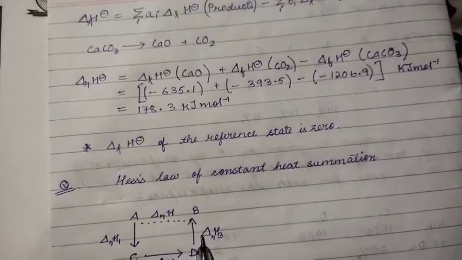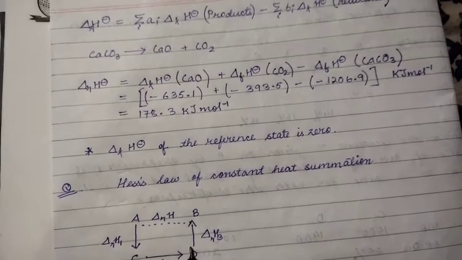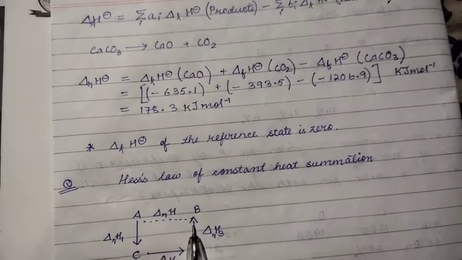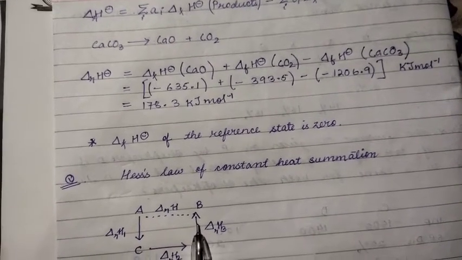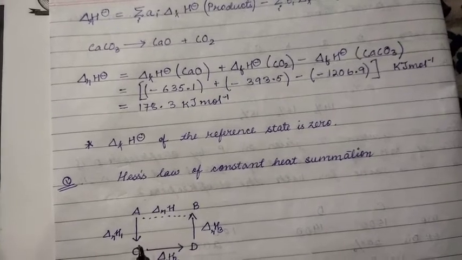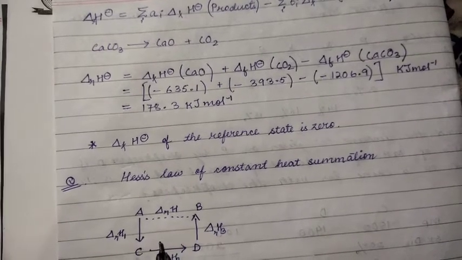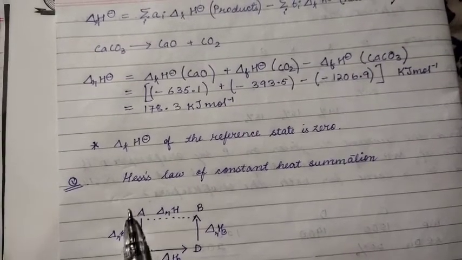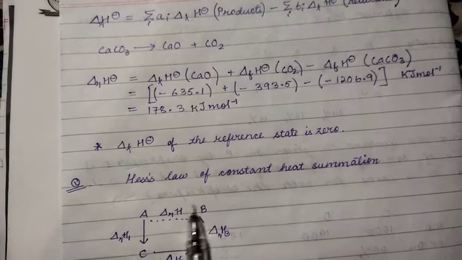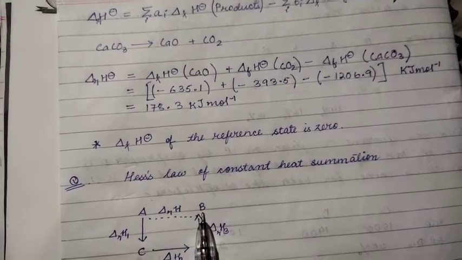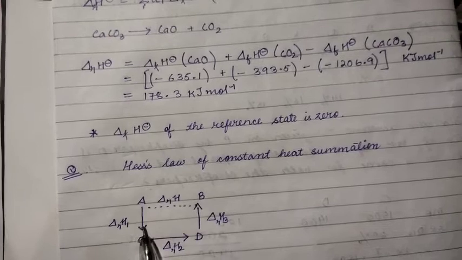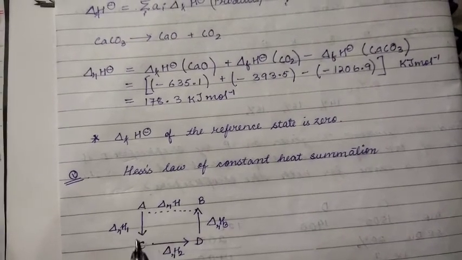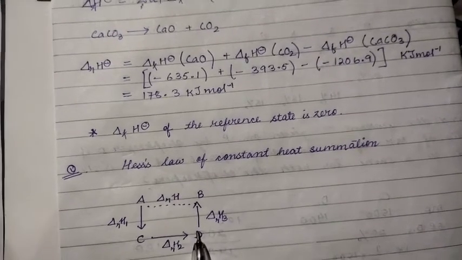So let us go to the statement. If a reaction takes place in several steps, then its standard reaction enthalpy is the sum of the standard enthalpies of the intermediate reactions into which the overall reaction may be divided, at the same temperature. It means that the overall reaction enthalpy from A to B is equal to the sum of the enthalpies of the reactions A to C, C to D and D to B.